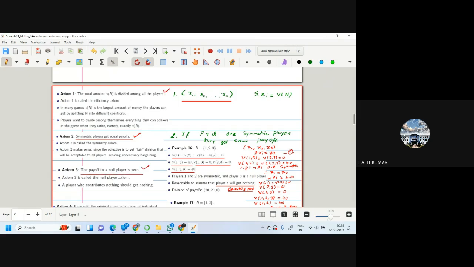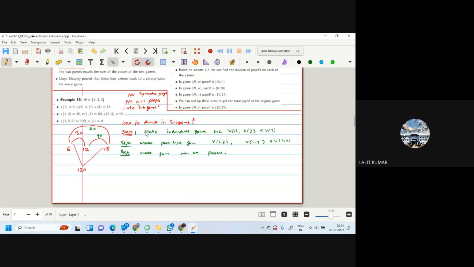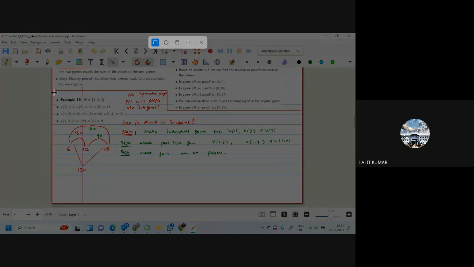And axiom 4 is that if we split the original game into the sum of individual games, the division of payoffs among the players in the original game should be the sum of divisions obtained in the individual games. Now, just for completeness, we will not have to use this in any quiz or the GA because there is a simpler way to get this. But for completeness, I will explain this. This is one question they have given.